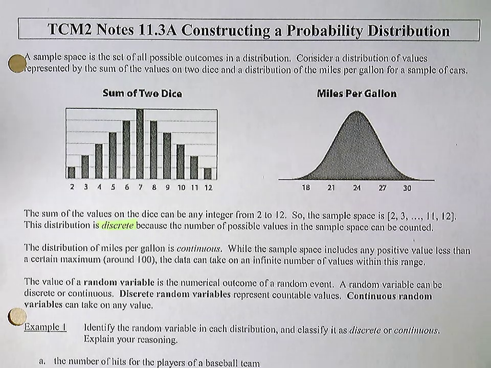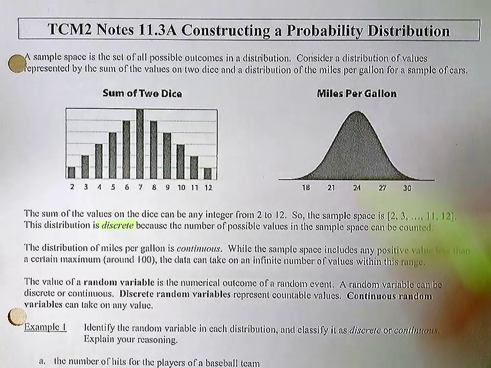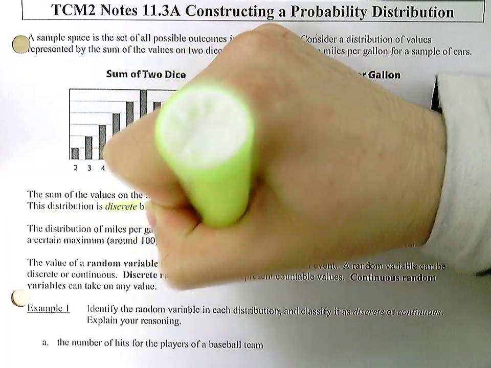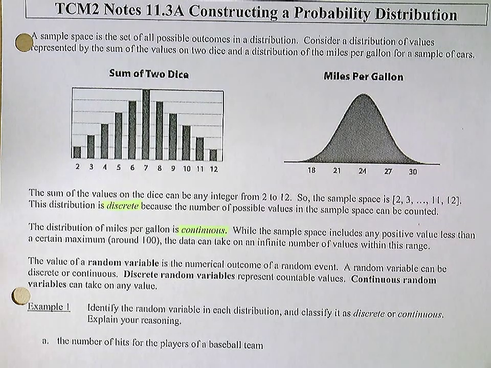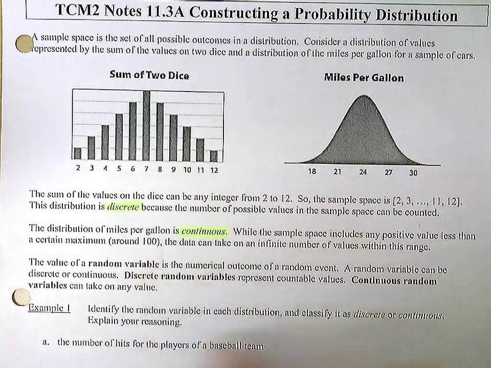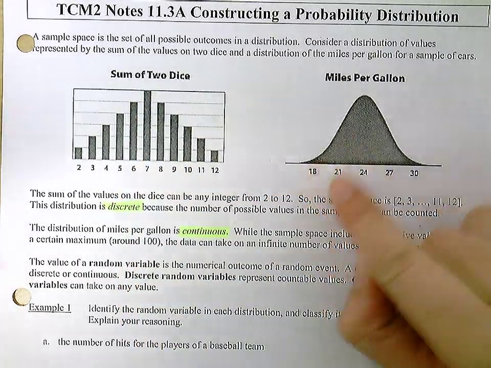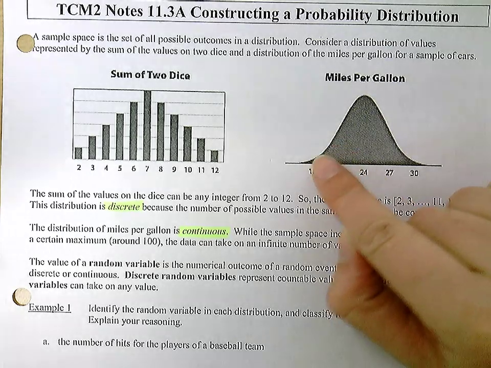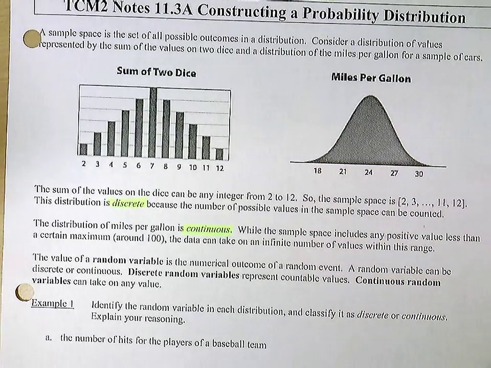Okay, the distribution of miles per gallon is continuous, hence the different graph up here. Well, the sample space includes any positive value less than a certain maximum, around 100. The data can take on an infinite number of values within this range. Okay, so this one is finite. We just have these bar graphs right here. This one, we can have a range of values as it goes up and then back down.